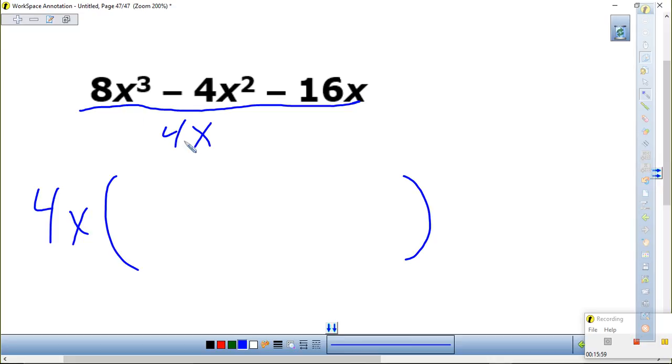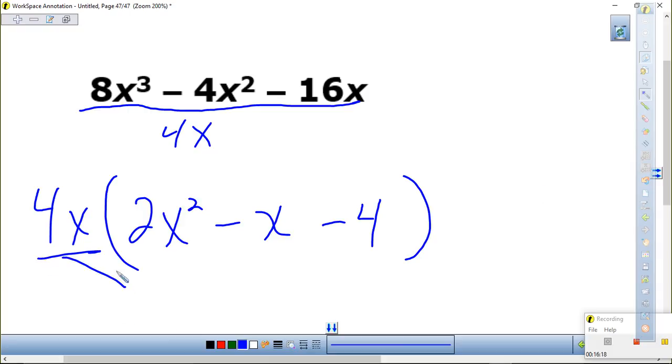8x cubed divided by 4x is 2x squared. Negative 4x squared divided by 4x is negative 1x. Negative 16x divided by 4x is negative 4. Hands if you got that. Okay, good. This is one factor.